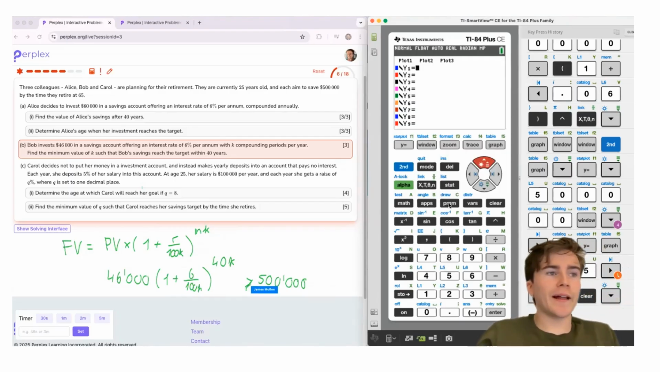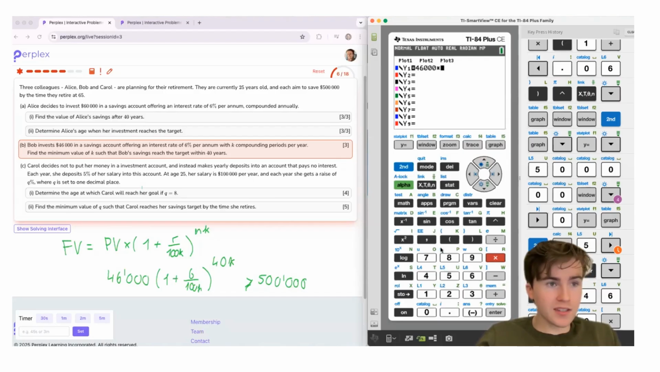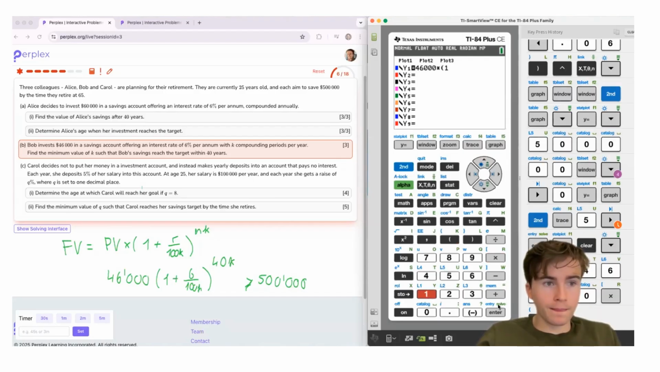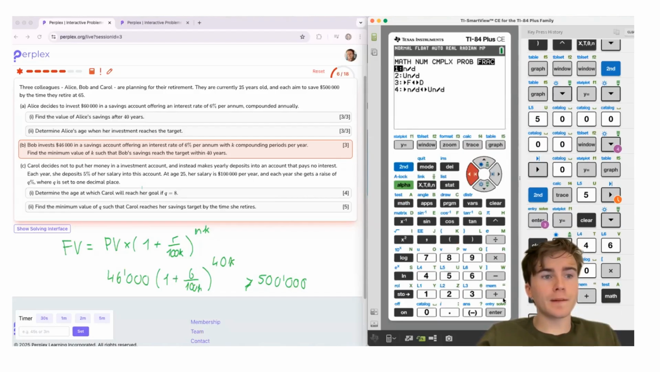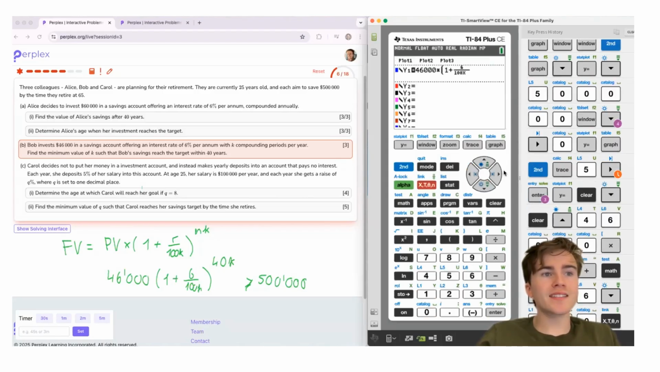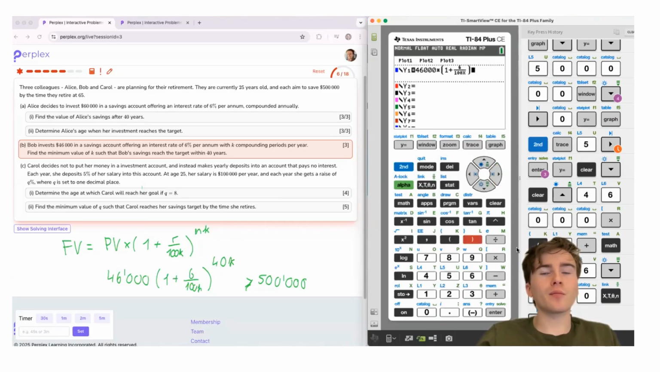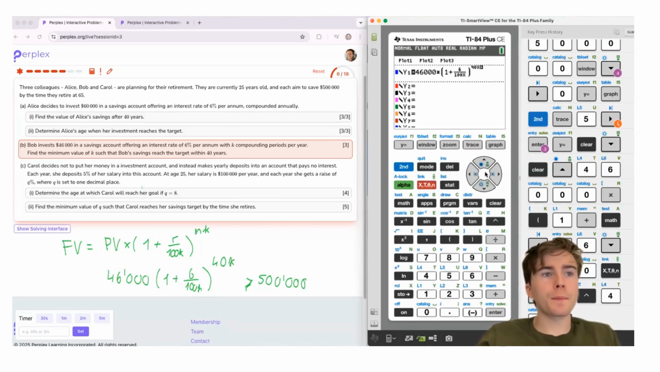So this is going to be a calculator thing again. I'm going to type in the equation for his savings. So 46,000 times 1 plus, let me do a fraction again, 6 over 100x. And now I'm letting x be the variable k. On the calculator, you just have to use x when you're in function mode. And to the power of 40x, 40k again.